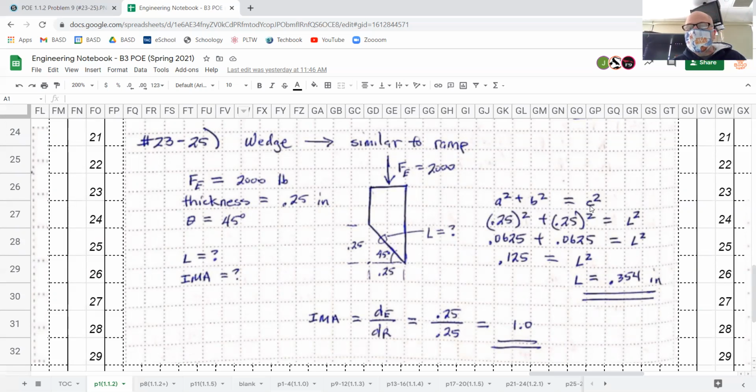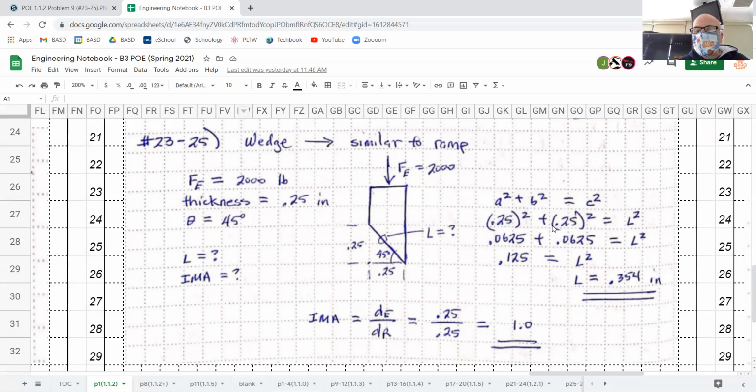And I went ahead and replaced the c squared with L squared. And so this is the given, the unknown, and the equation. And then the substitution, the a and the b, is the 0.25 and the 0.25. So I substituted 0.25 and 0.25. Remember that those are squared, and even the L is squared, even though we don't know what it is.